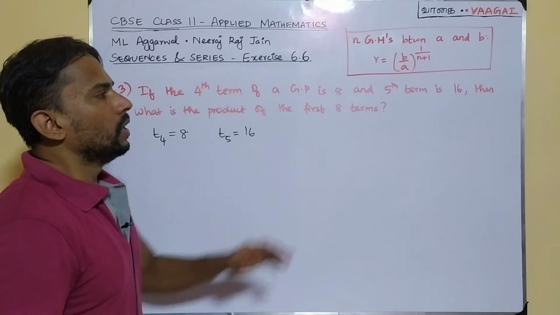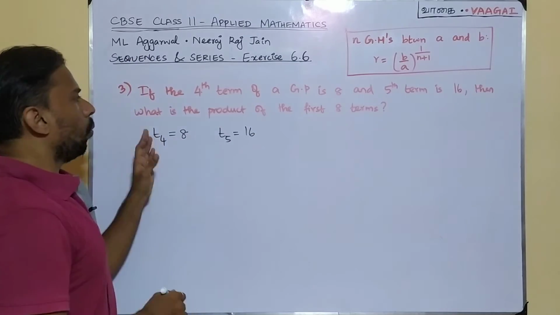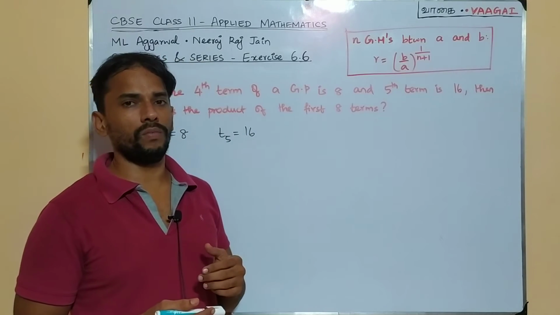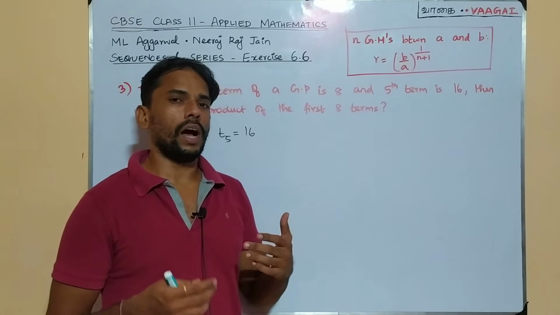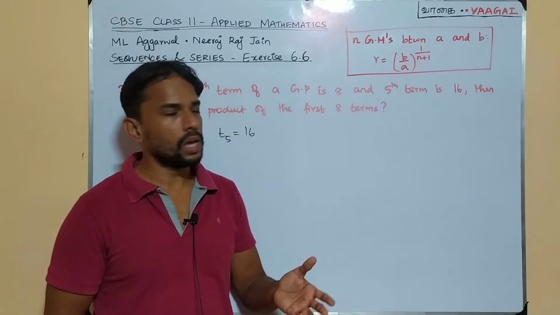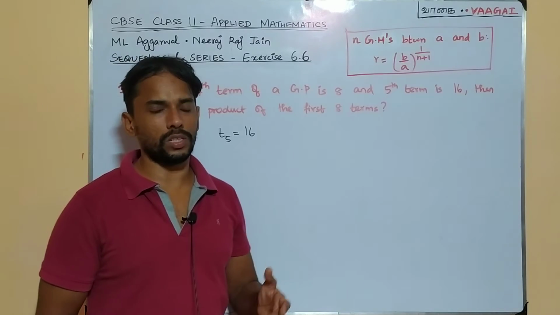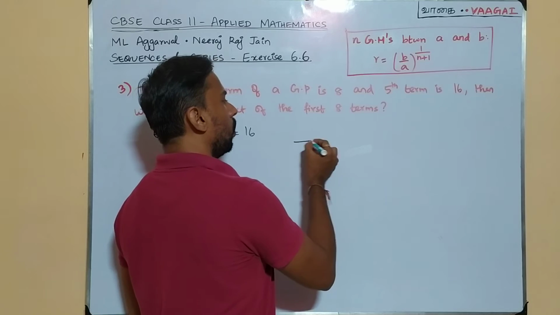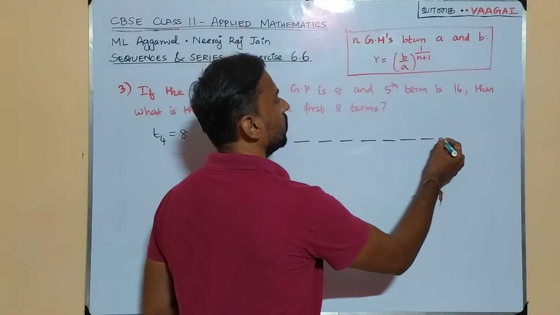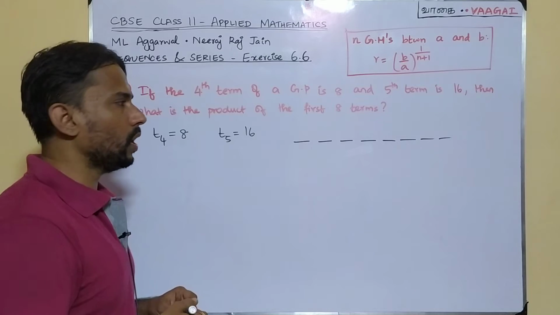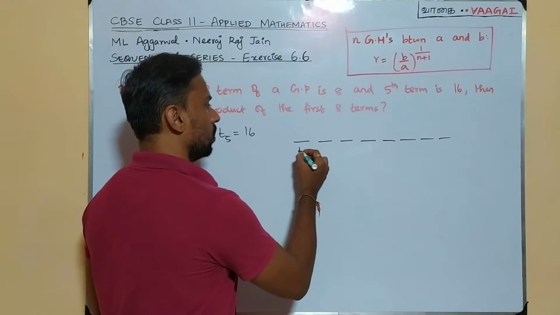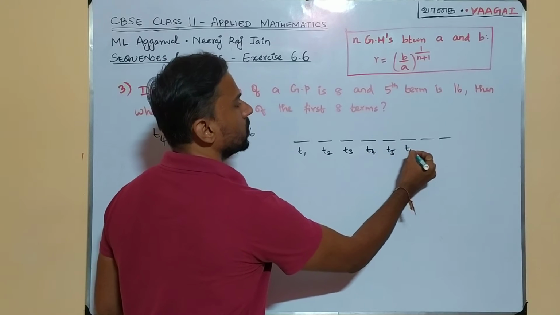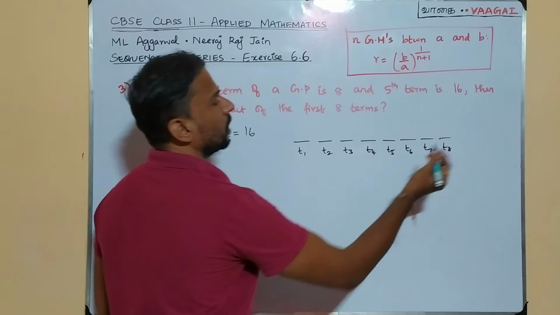Then the question is, what is the product of the first 8 terms? If you see the previous question, we had the product of 7 terms. Here we have the product of 8 terms. This is the question. So we'll have the 8 terms in order: 1, 2, 3, 4, 5, 6, 7, 8. This is term 1, term 2, term 3, term 4, term 5, term 6, term 7, term 8. We'll have it like this.